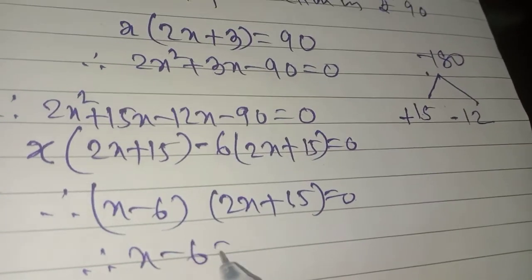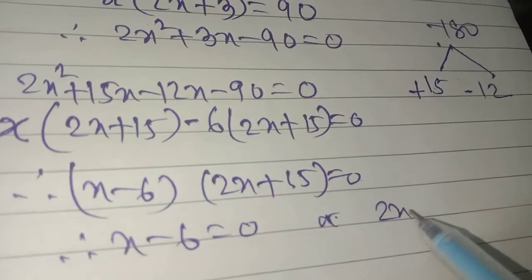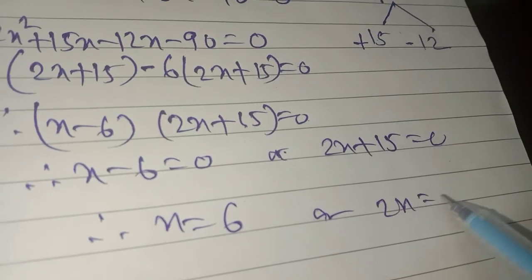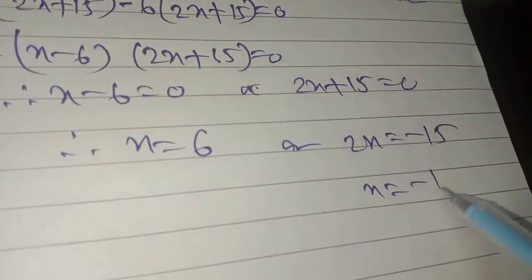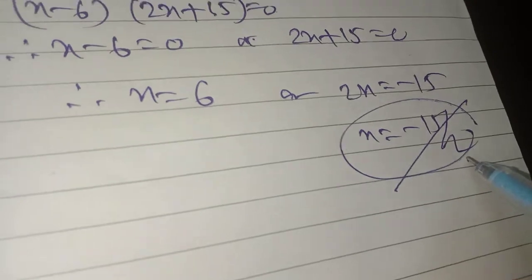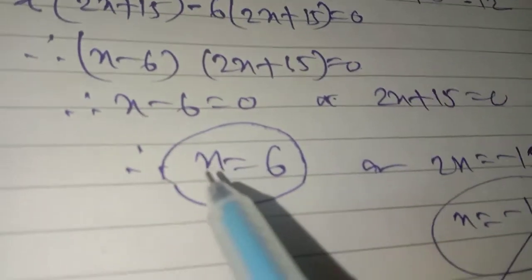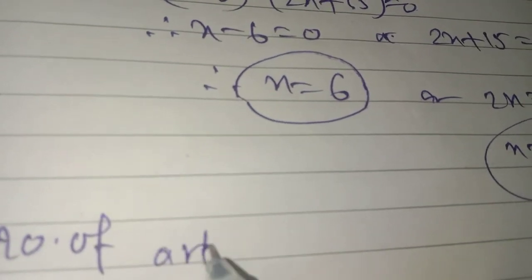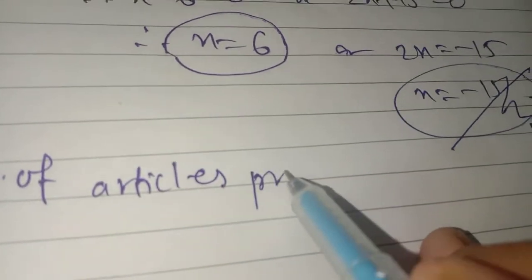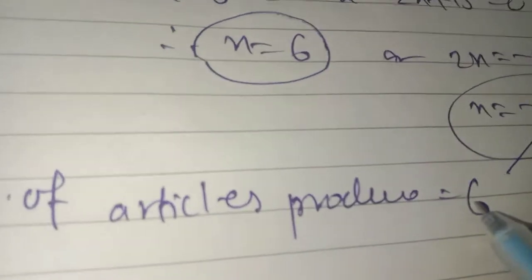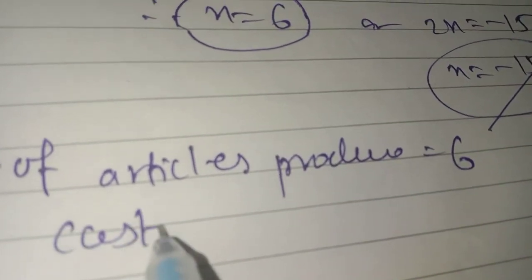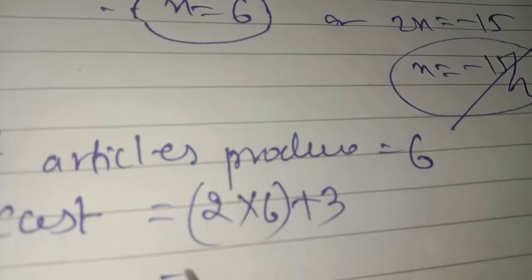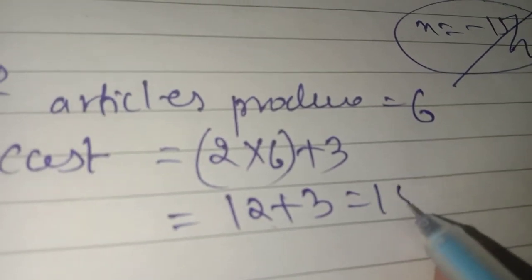Therefore I will get x minus 6 is equal to 0, or 2x plus 15 is equal to 0. So therefore x is equal to 6, or 2x is equal to minus 15, or x is equal to minus 15 by 2, which is not possible. So I am not going to take this value. x is equal to 6. So what is x is equal to 6? It is the number of articles produced, equal to 6. And the cost will be 2 into 6 plus 3. So it is 12 plus 3, that is equal to 15 rupees.